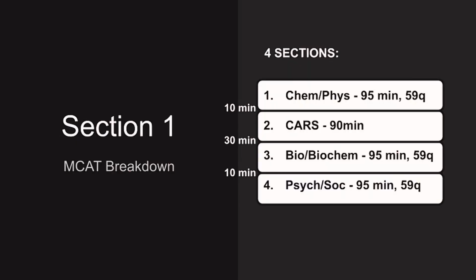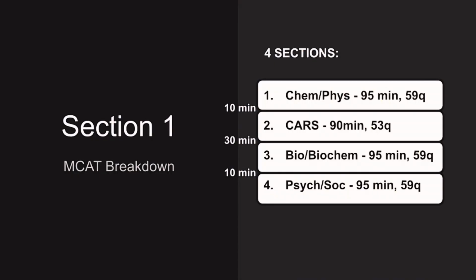And then sections 1, 3, and 4, again, while they're 95 minutes, they're each going to have 59 questions. And out of those 59 questions, about 15 of them will be freestanding, meaning that there's no passage associated with them. And the rest of the questions will be based off of a passage that you're given or a study or something like that. And section 2 is 53 questions, and none of those will be freestanding. Those will all be based off of passages and readings.